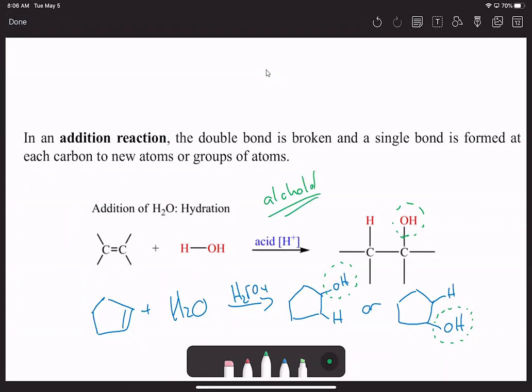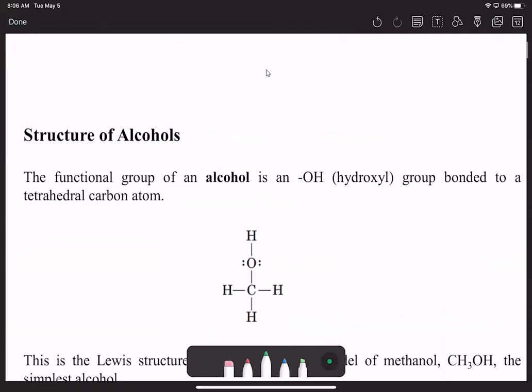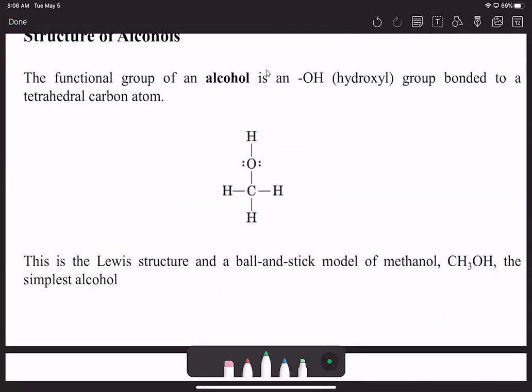So we have alkanes, alkenes, alkynes, we have alkyls, we had aromatics, and now our next functional group is what we call alcohol. So alcohols are always going to contain this hydroxy group, bonded on one of the carbons in the main chain.